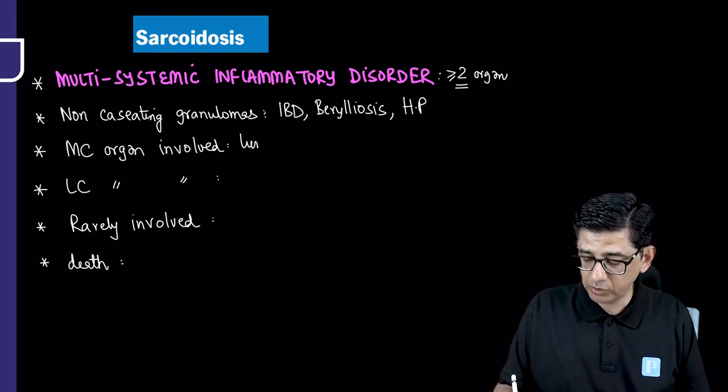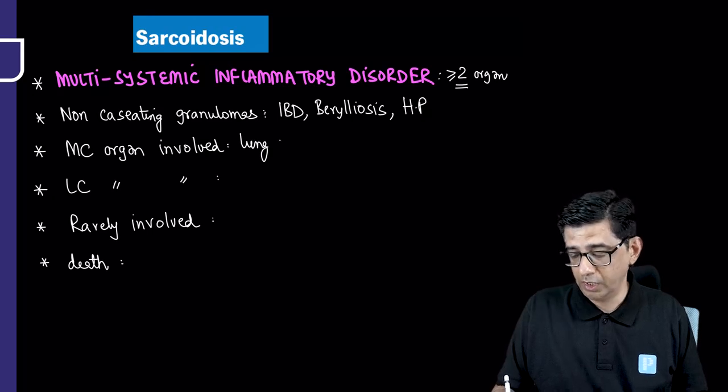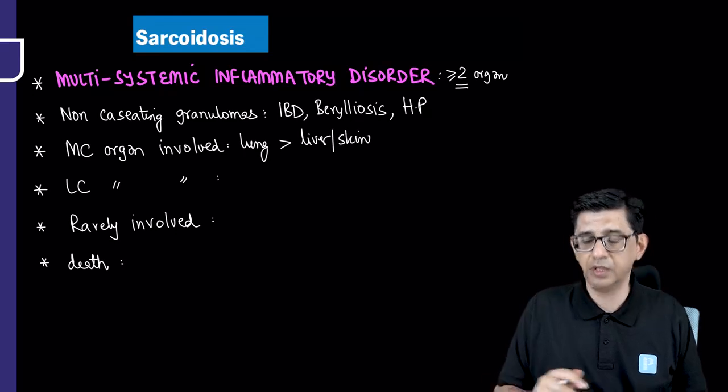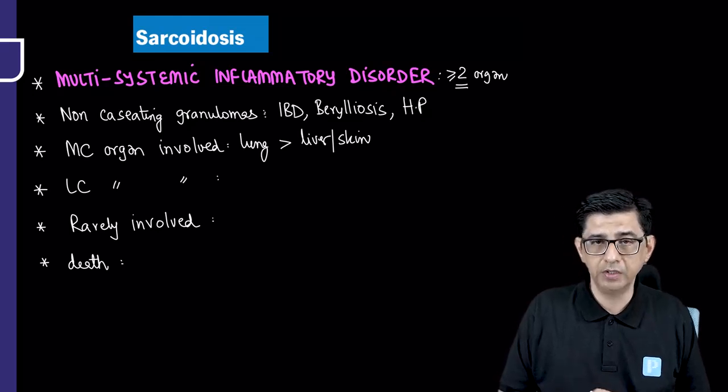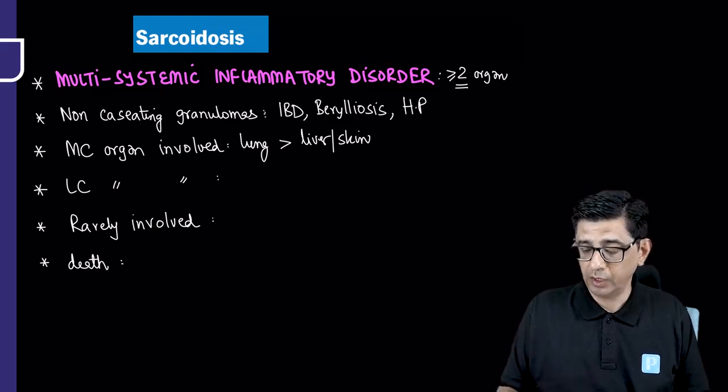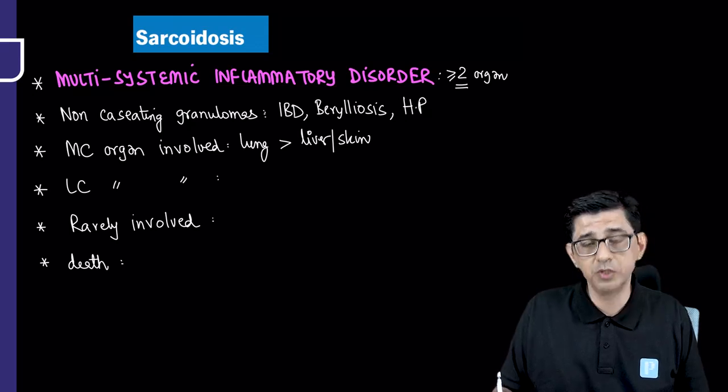Now, what are the common organs which are involved in this condition? Overall, the commonest organ involved is obviously the lung. But after the lung, if he's not going to give that in the options, then it's either going to be answered as liver or it's going to be answered as skin. For the liver involvement, all I can say is that Harrison states that 50% of cases of sarcoidosis can have a liver involvement that can be demonstrated on a liver biopsy where granulomas would be present.